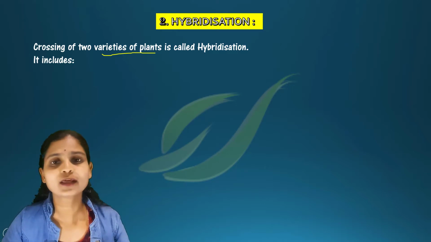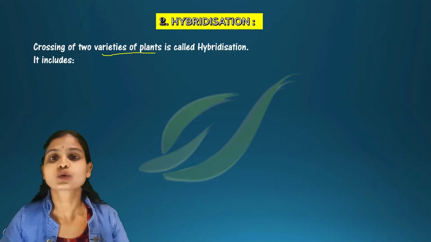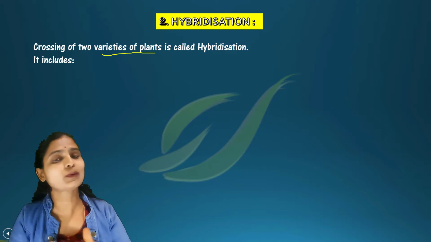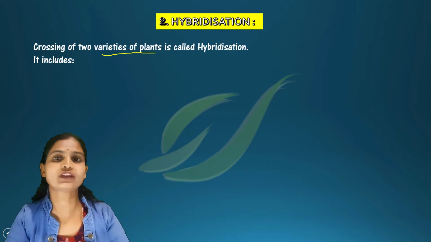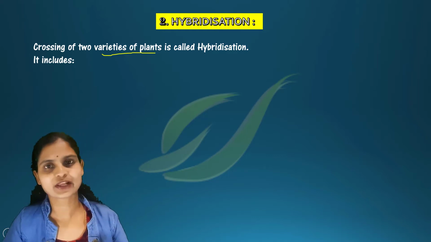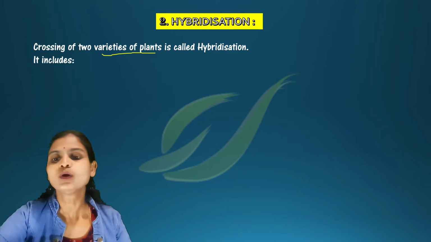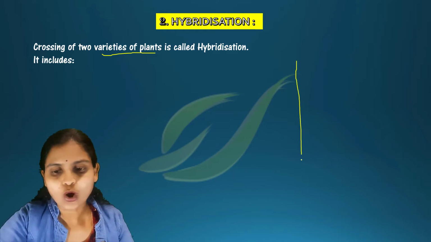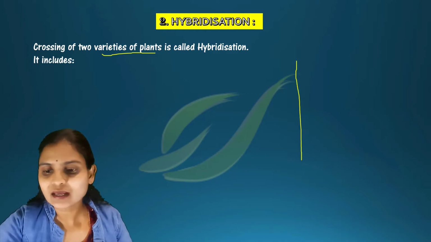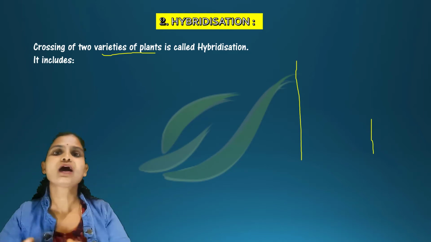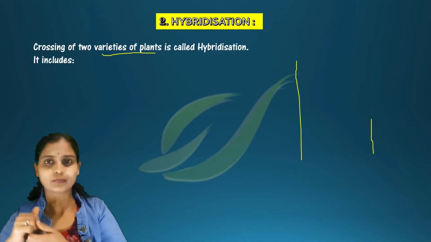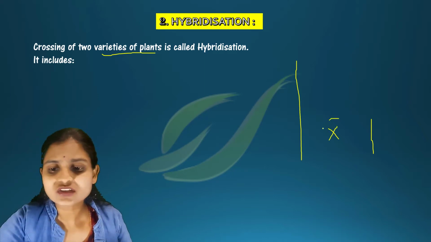You might have heard about hybrid plants. Two different varieties that may belong to the same species, when a cross is made between both of them, it is called hybridization. Imagine now Mendel has selected one tall plant and one short plant, a tall pea plant and a short pea plant. He wanted to cross these two.